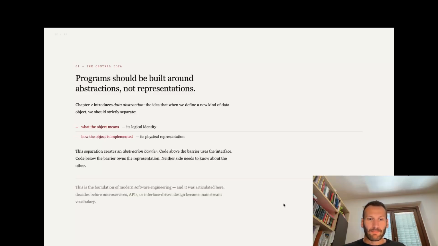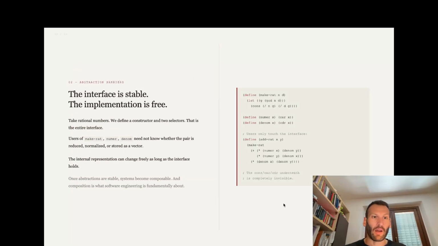And it's incredible that it was articulated in a book written in 1984, so decades before microservices, APIs, or interface driven design. Another important concept is that the interface is stable, while the implementation is free.